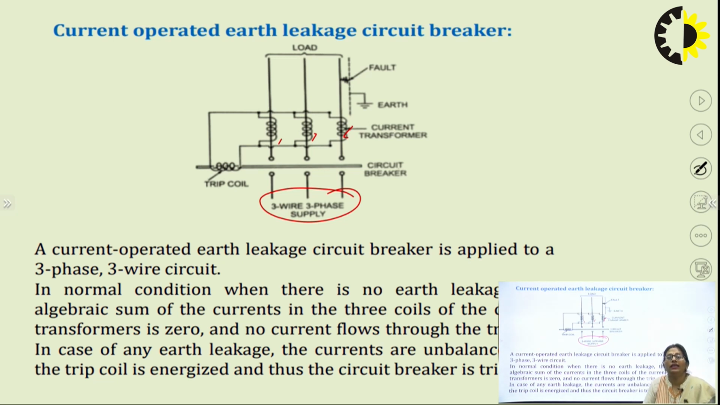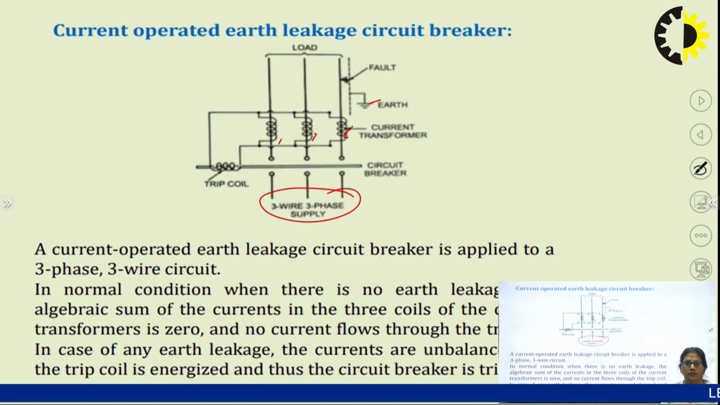But in case of an earth leakage fault, obviously the algebraic sum of the three currents is not going to be 0. There will be some current in the trip coil, which will make the circuit breaker operate. The trip coil is energized and the circuit breaker is tripped. This is the current operated earth leakage circuit breaker.